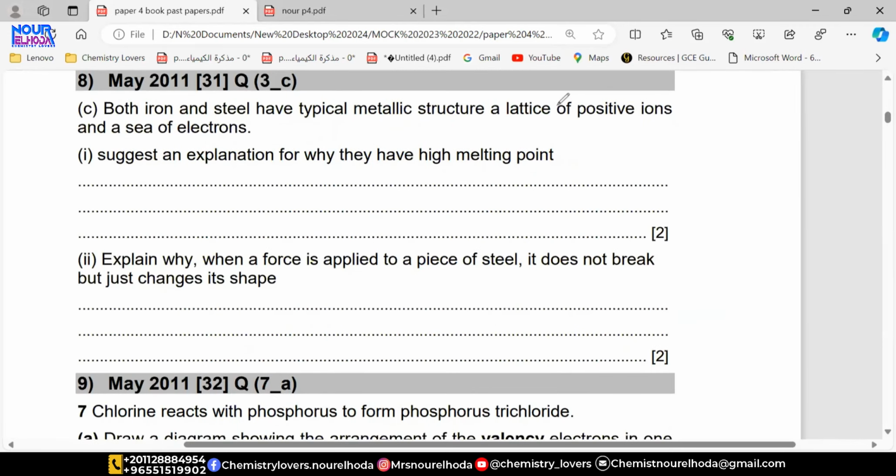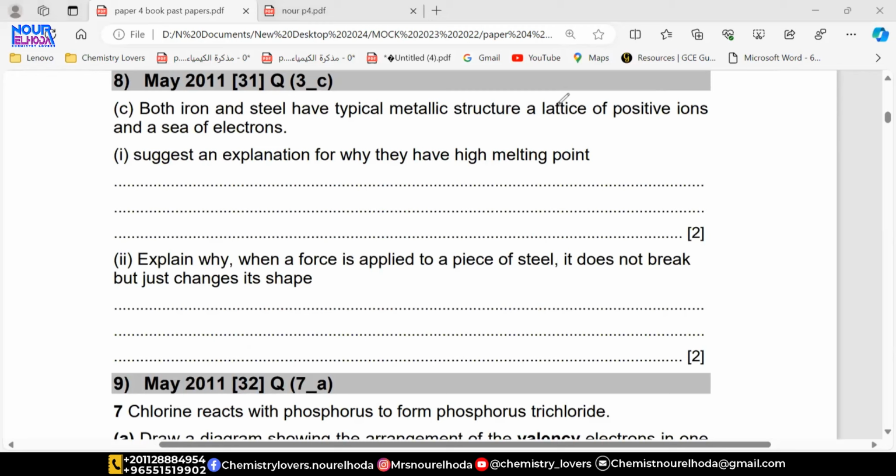Something like this. This is for metallic bond. Here he's saying, I want anyone to share with me, to try. What do you think if I'm talking about metallic structure? Why does the metal have a high melting or boiling point? Who can tell me? Because it has a strong attraction force.